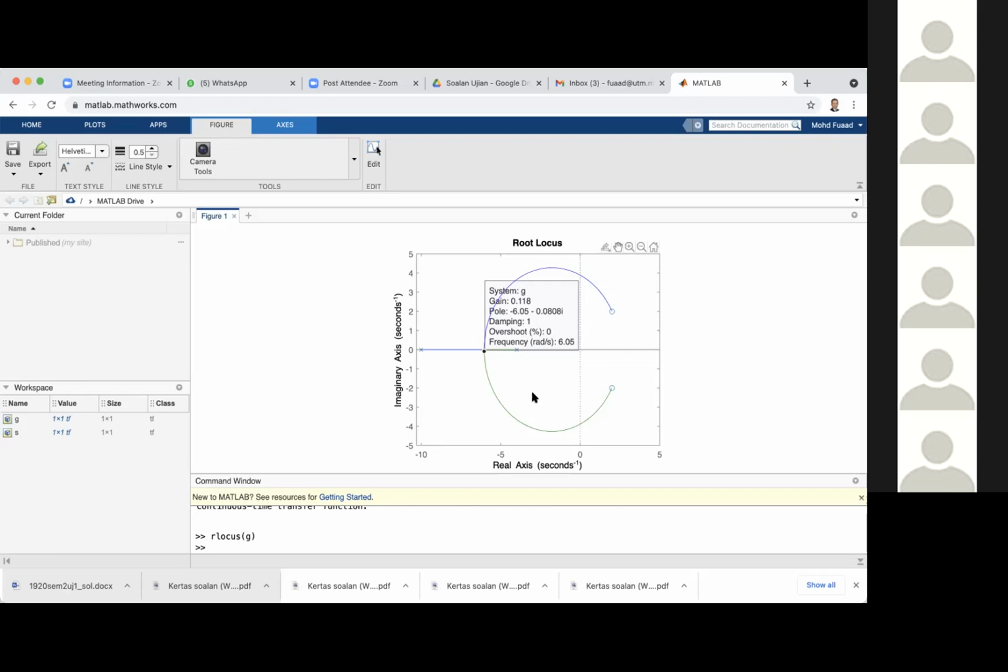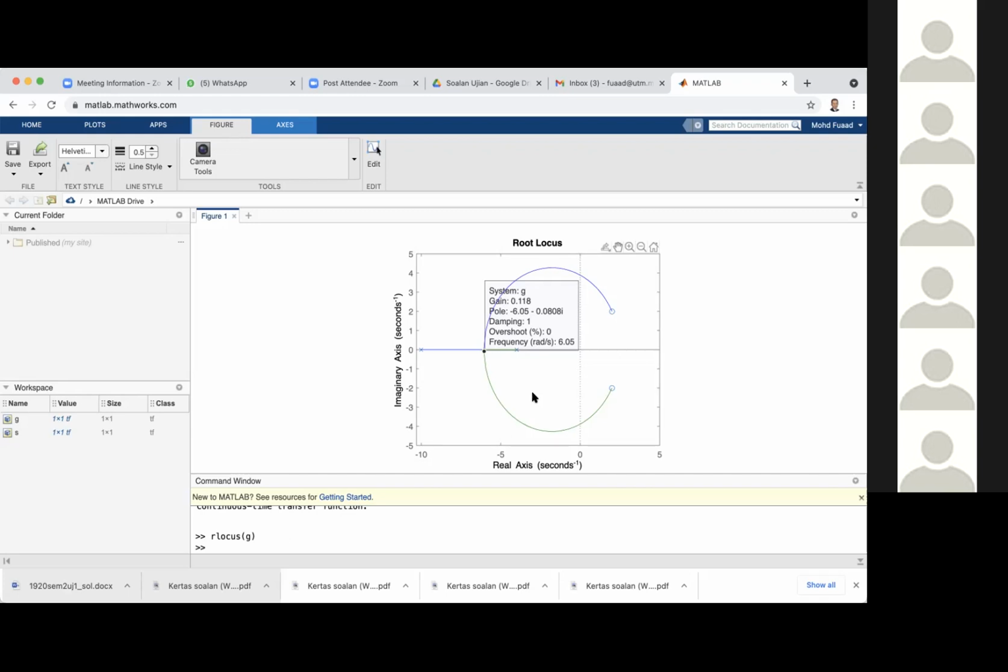The question. Given S equal to minus 6.05. So you have to calculate the gain. There is one question. I don't know, maybe Arab brothers, he asked in the WhatsApp: the gain of K at the dominant poles.